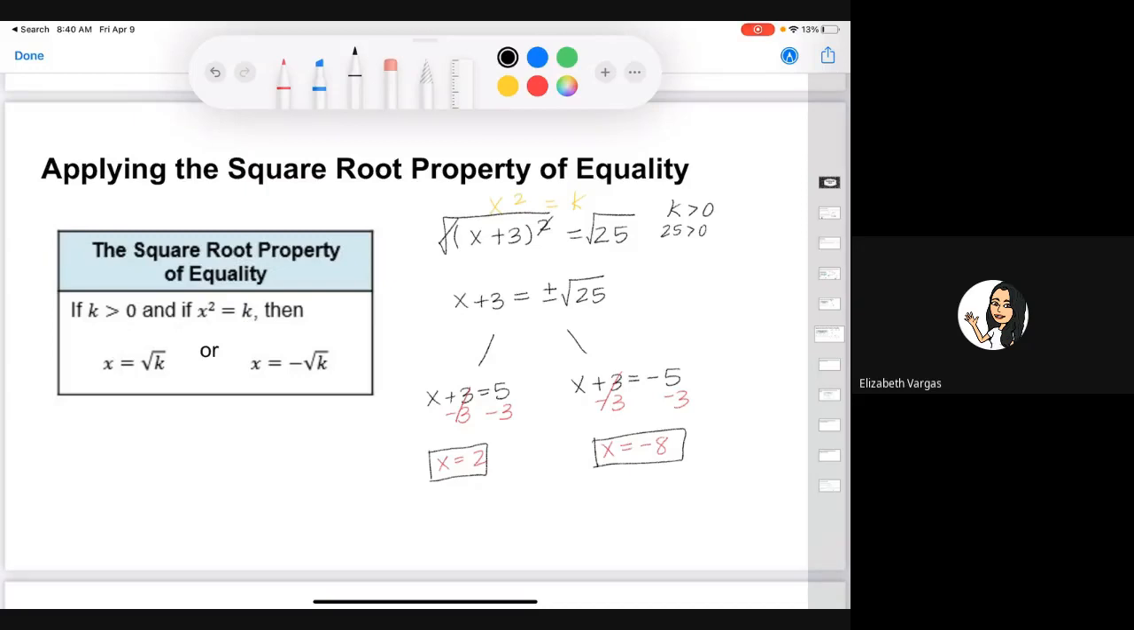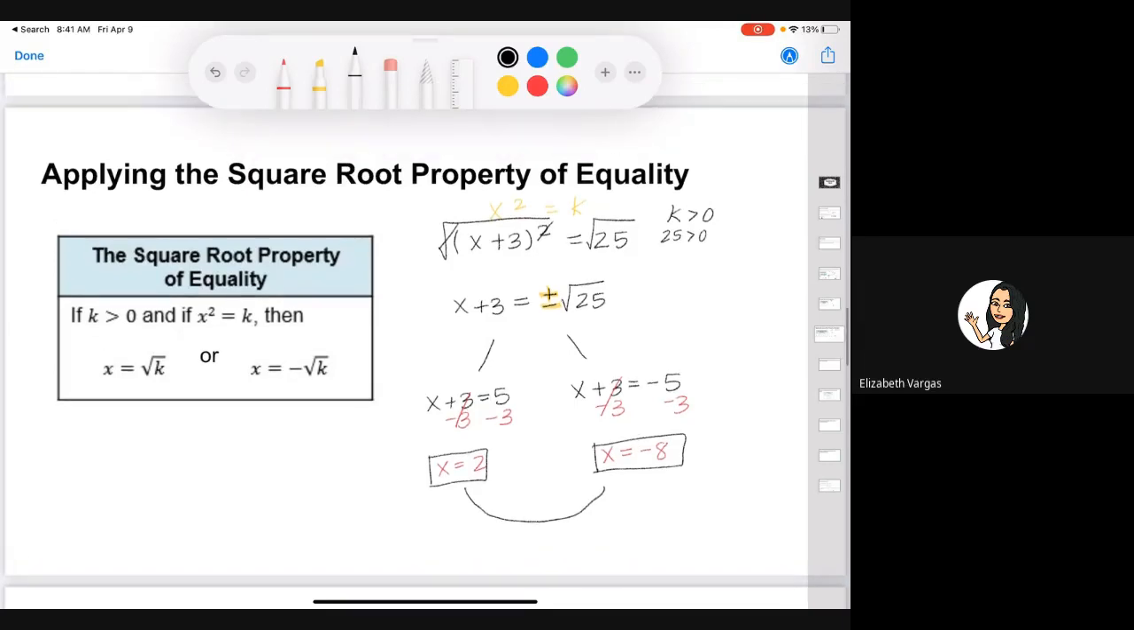The reason I apply the square root property of equality is because without taking both the positive and the negative of my perfect square, I wouldn't get both of these solutions. And what this is telling me is I have, in fact, two solutions for this equation, x plus 3 squared equals 25.